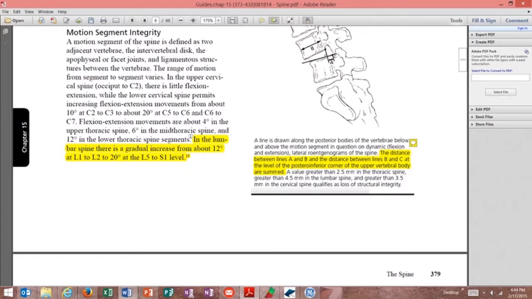And the way we're going to do that is we're going to compare our measurements against what the AMA guides describe right here to be normal total angular motion measurements throughout the lumbar spine. So let's now demonstrate these findings on some actual x-rays.